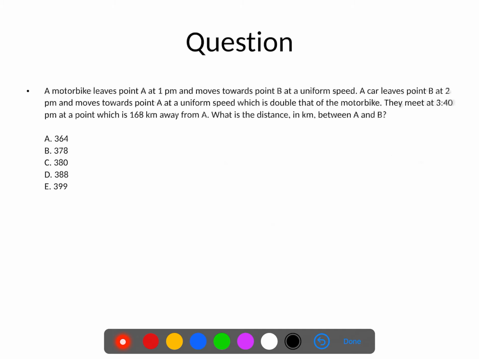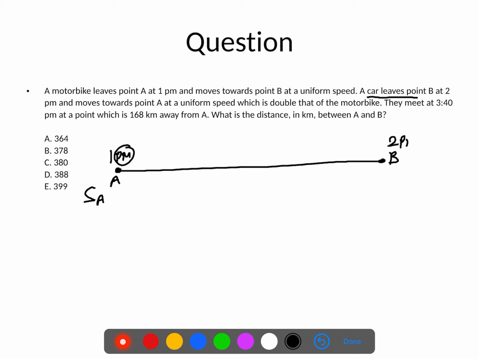Let's take another question. A motorbike leaves from point A. Let's say this is point A, and it leaves at 1 p.m. Let's say the speed is SA. Then it moves towards point B. Let's say this is point B. There's a car which leaves at 2 p.m., and its speed is double, twice of SA.